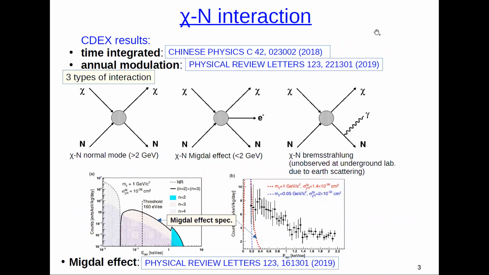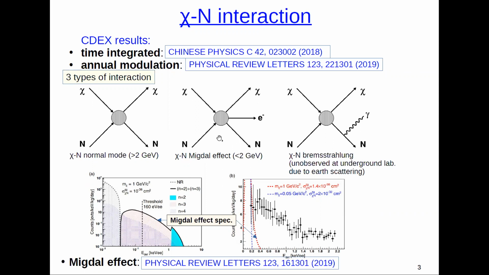So first, we were looking at the chi-n interaction, and basically this consists of three types of interaction. The first is the normal chi-n interaction, where we are looking at the recoil energy of the nucleus, but there is a limitation on the minimum value of the WIMP mass that we can probe due to the kinematic bound. The other is the so-called Migdal effect.